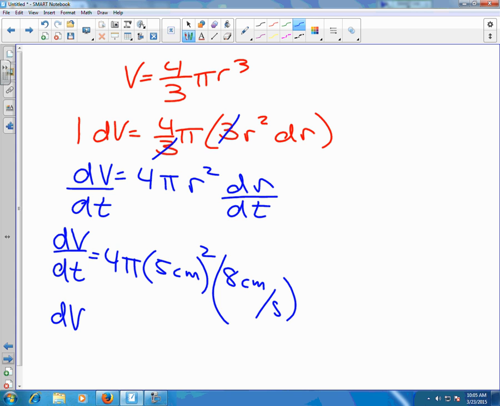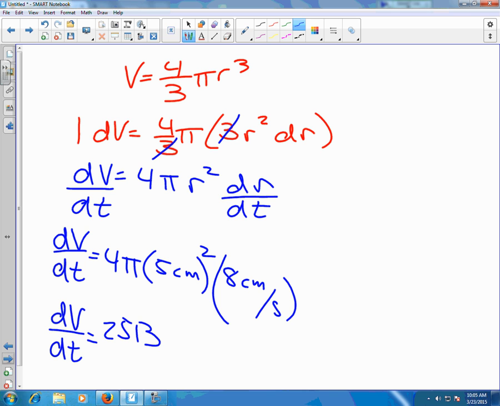So the rate of change of the volume is 800 pi, whatever that is. That's pretty quick. 25 times 4 is 100, times 8 is 800, times pi. Multiply it all up and we're going to get a decimal. We'll just stick with that. That's a lot.